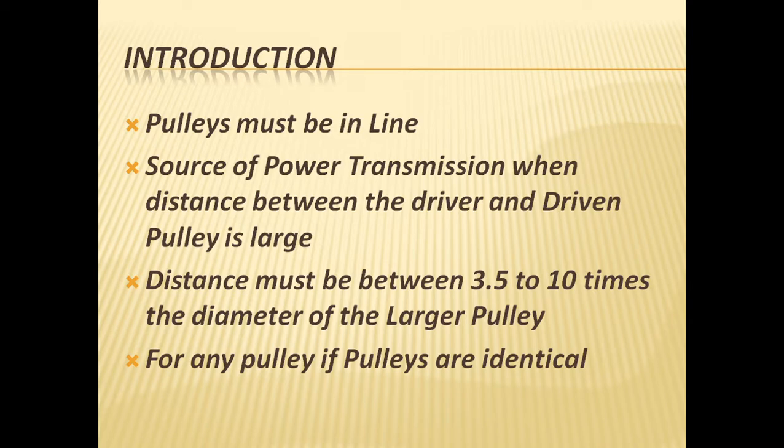Second, the distance between the driver and the driven pulley must be large, between 3.5 to 10 times the diameter of the larger pulley. If it is less than 3.5 times the diameter of the larger pulley, then we can use a gear mechanism. If it is greater, then we have to use a shaft mechanism. To make this distance, we have to adjust the diameter of the pulleys. But if the pulleys are identical, we can use any pulley for our reference.